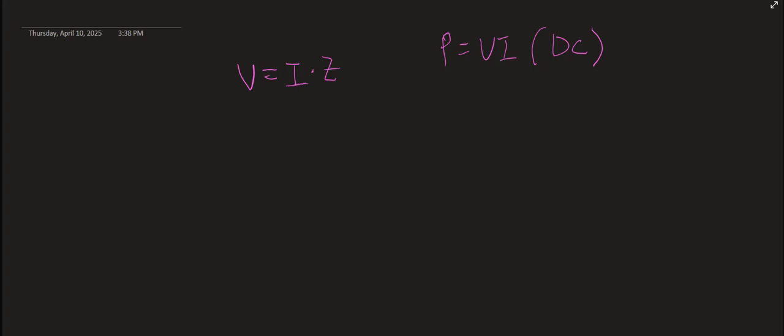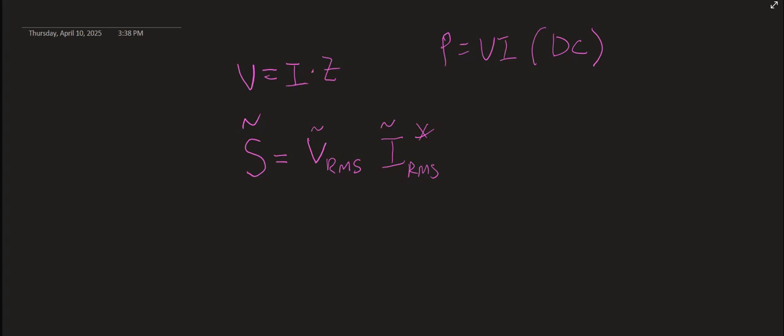So now that we're in AC, we have complex power. And I'm putting a little squiggle on top of it to show that I'm talking about the complex power that has a real part and has an imaginary part. And the complex power equals the complex root mean square voltage times the complex root mean square current conjugate.